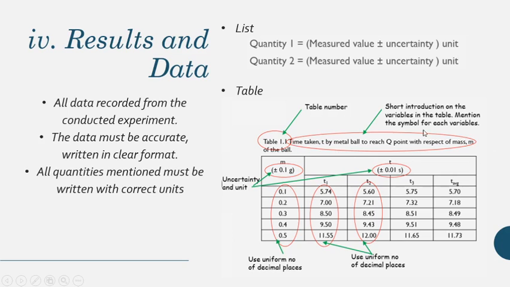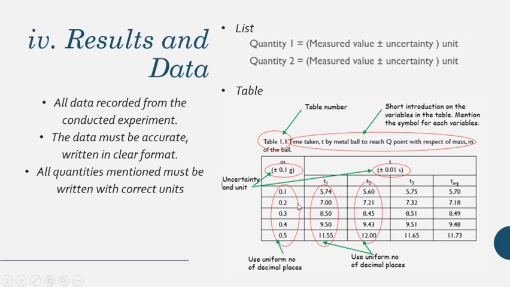So the title of the table is actually a short introduction on the variables in the table. For example here, time taken T. So T here, we already know T is the time taken by the trolley to reach point Q with respect to mass M. So M written in the table is mass. So from the title, readers can understand the symbols that you use inside the table. That's one of the important things of the title.